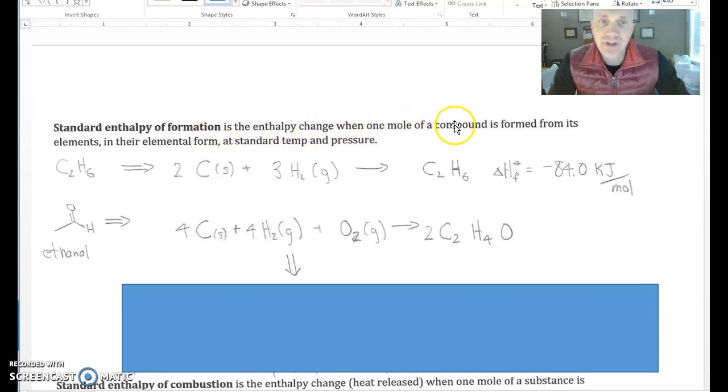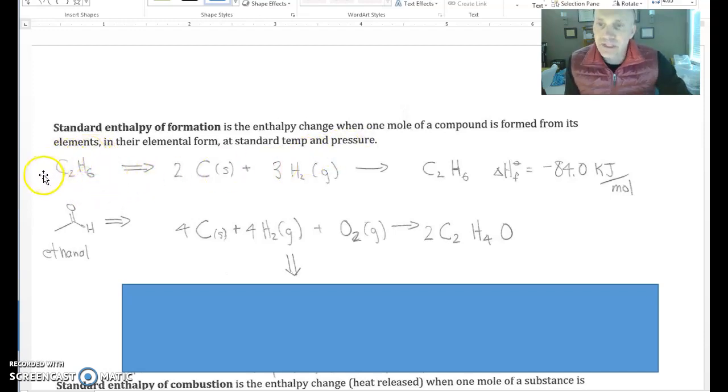and this is the enthalpy change that you get when 1 mole of a compound is formed from its elements in their elemental forms at standard temperature and pressure. All right. So one thing I didn't write down here, but you should go ahead and include in your notes, is what standard temperature and pressure would be considered to be: 298 Kelvin and 100 kilopascals, or 100 kPa.